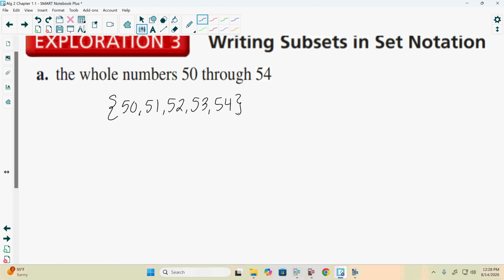Whole numbers are our counting numbers, our natural numbers and 0. This one's easy to write. There's no reason for us to go X is an element of the whole numbers such that 50 is less than or equal to X is less than or equal to 54, and writing it in set builder. Because we could easily list 50 through 54, just writing them out. There's no reason to go through the set builder notation.